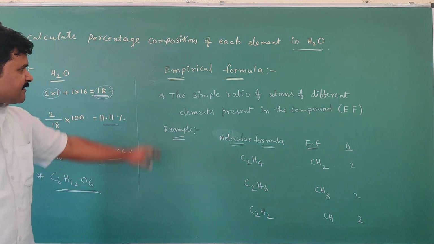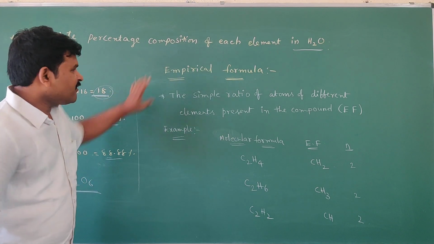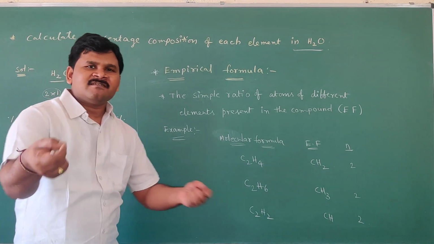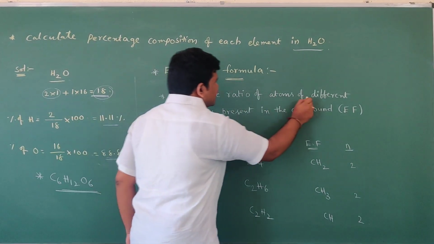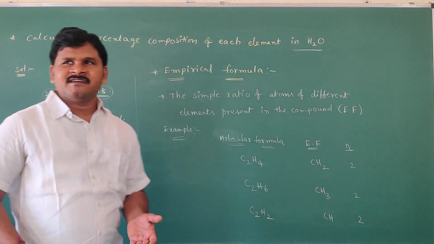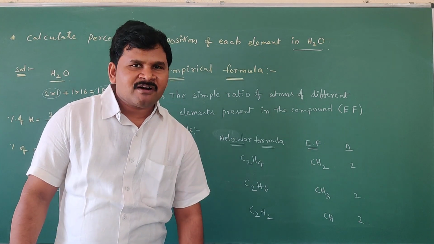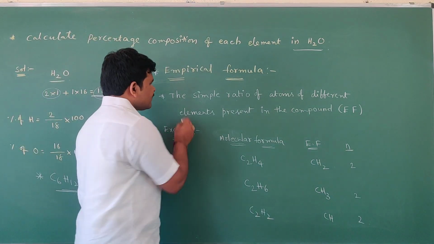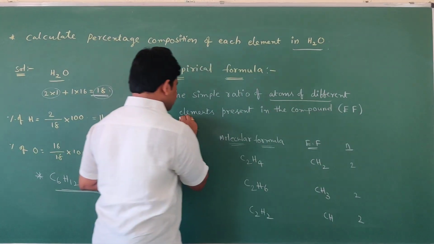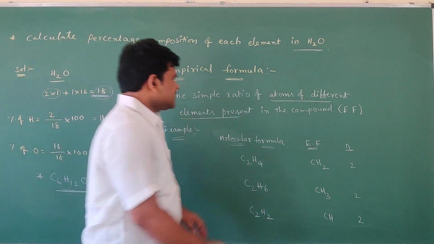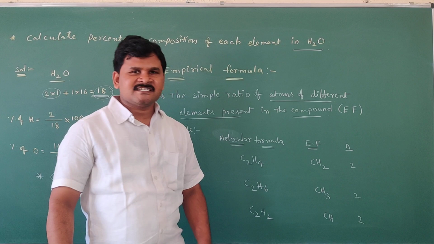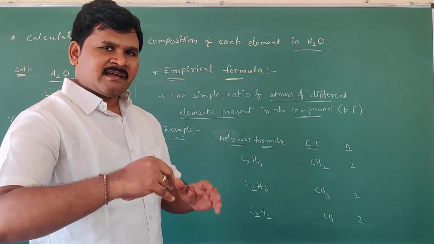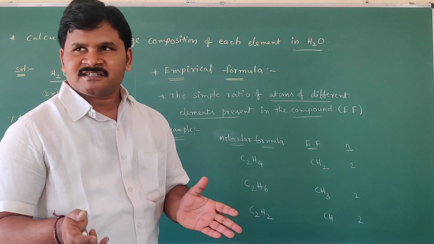Clear? Next, another important topic is empirical formula. What is empirical formula? The literal meaning is the simple ratio of atoms of different elements, or we can say simply the simple ratio of atoms in a molecule or in a compound is called empirical formula. In a broad sense, the simple ratio of atoms of different elements present in the compound is called empirical formula. So by listening to this concept, you have to answer a few questions.